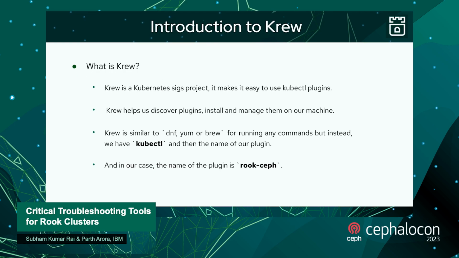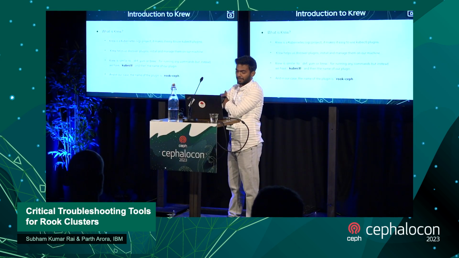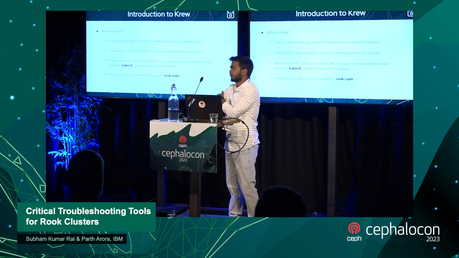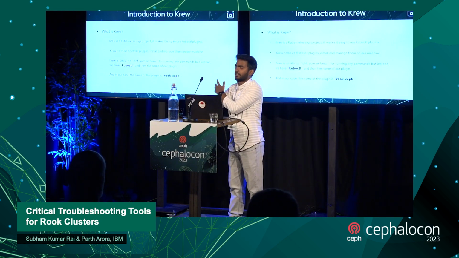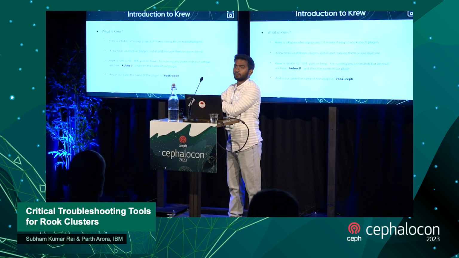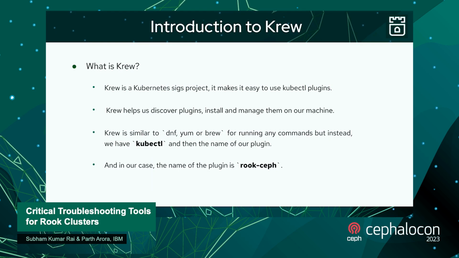So yeah. First, what is Krew? Krew is a Kubernetes project. It makes it easy to install plugins using kubectl only. You don't need anything else. You can use Krew to install and discover other plugins, and to manage your Kubernetes cluster. Krew is basically similar to any other yum, DNF or brew commands, and instead of those, we have kubectl. And in our case, the name of the Krew plugin is rook-ceph.